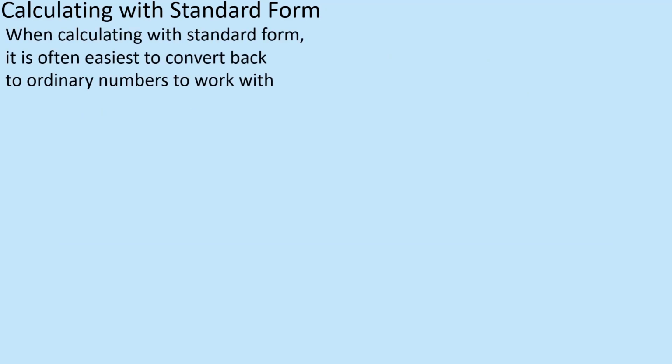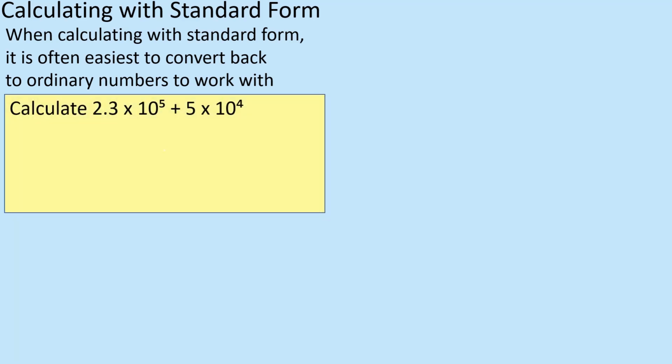If you are calculating with standard form, then often it's easy to convert back to ordinary numbers, and sometimes not. So it really depends here. If I've got 2.3 times 10 to the 5 plus 5 times 10 to the 4, these powers are different, which makes it a little bit more awkward. So it might actually be easier just to convert it to normal numbers.